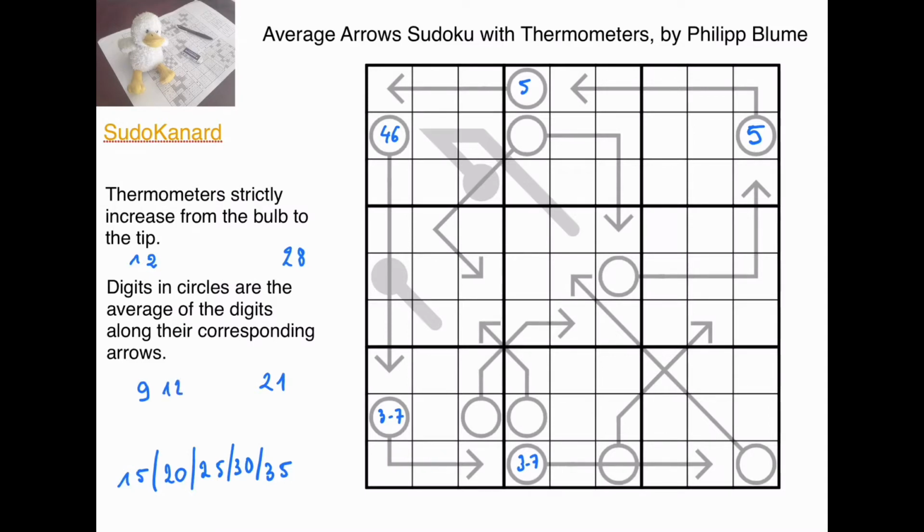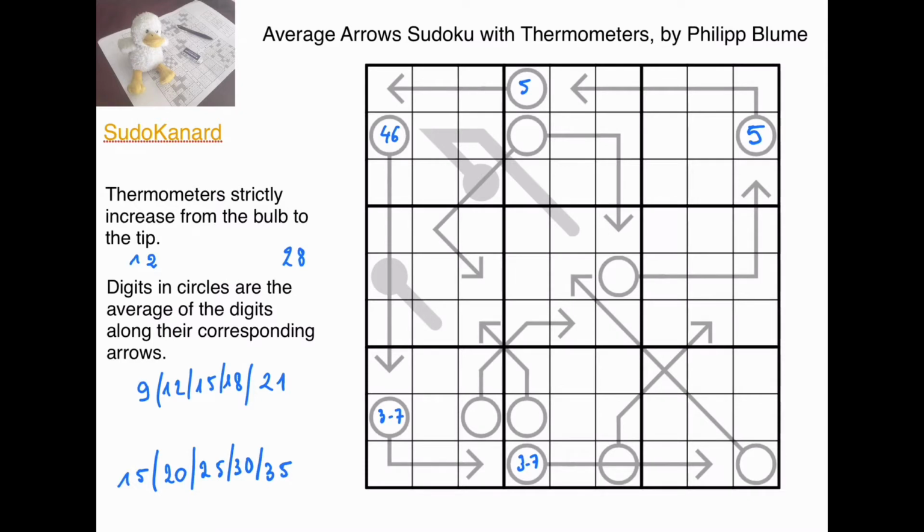And the possible sums are those. And now we need to have one of those sums here, one of those sums here, and what's left to reach 45 here. Maybe I'm overcomplicating things, but that seems a sensible way of tackling the matter.